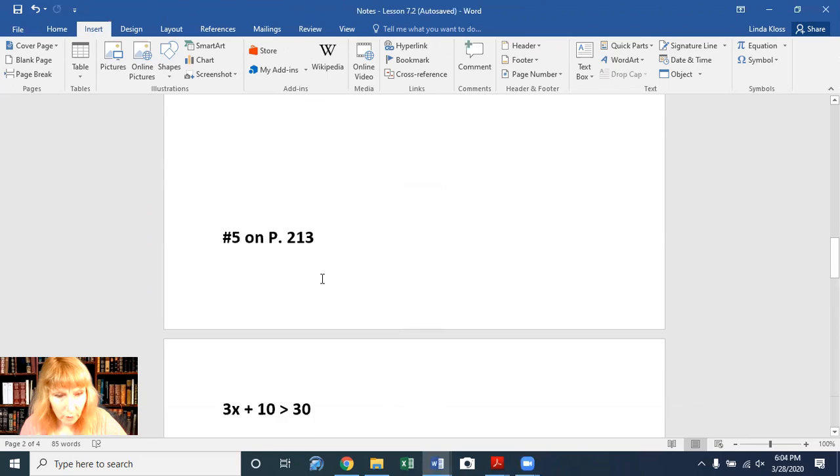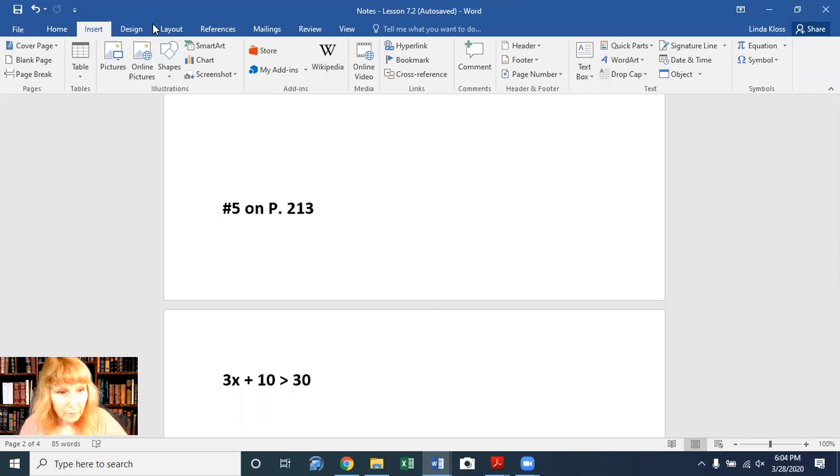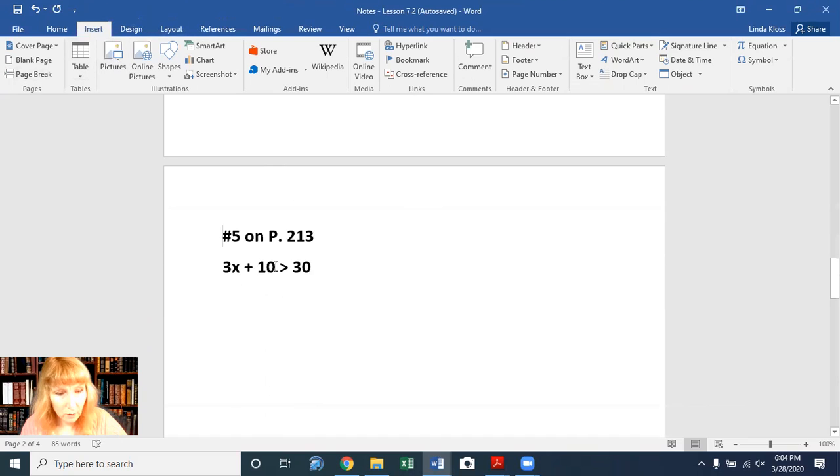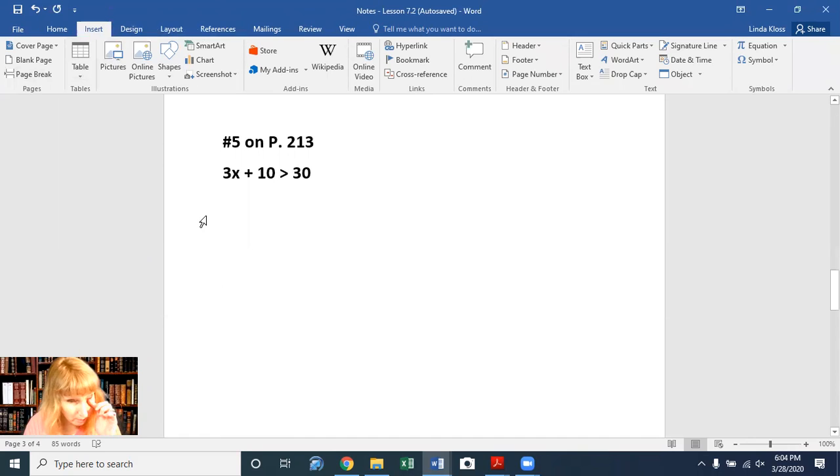The next one I want to do is number 5. So let's insert a page break so it stays on the same page. Number 5 on page 213. So this time they want you to write a word problem from the given information. So they give us this information here, and they want us to write a word problem.